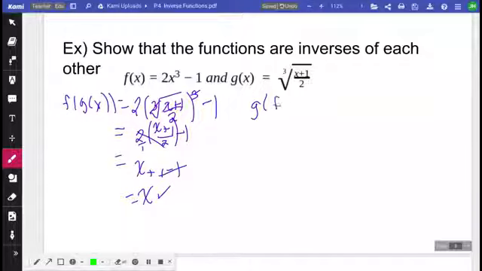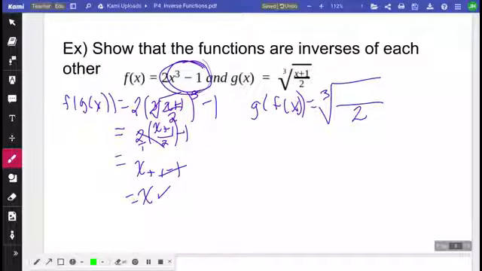We'll go and do it on the other side. Good practice for algebra skills too. So I have this g function, the cube root of x plus 1 over 2. But in place of x, I'm going to put my f function. So this whole thing. So 2x cubed minus 1, but I can't forget that plus 1 that's also in the top. So extend that out.